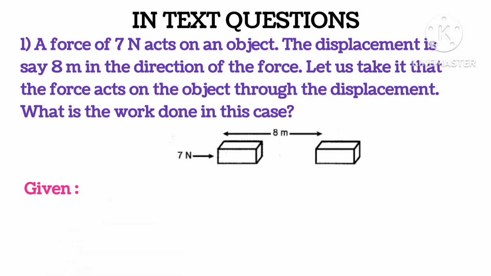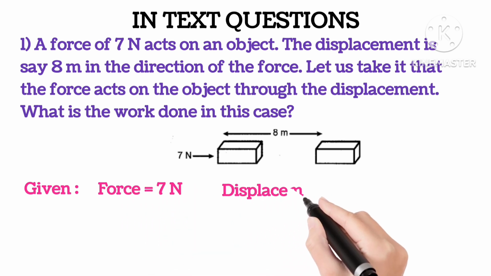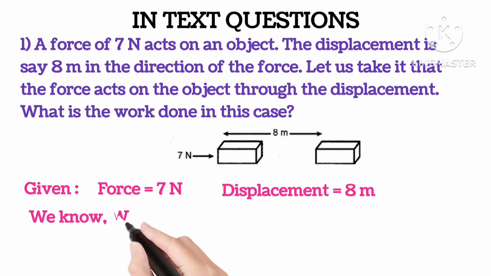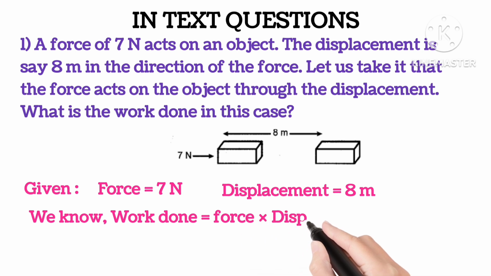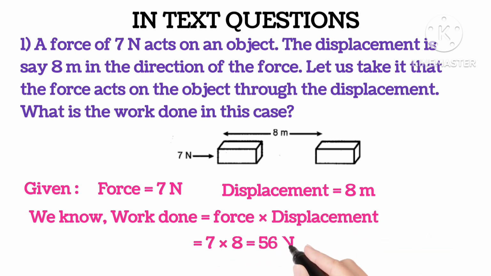So here given force is 7 newtons, displacement is 8 meters. We know that work done is equal to force into displacement. Putting the values, we get work done 56 newton meters or 56 joules.